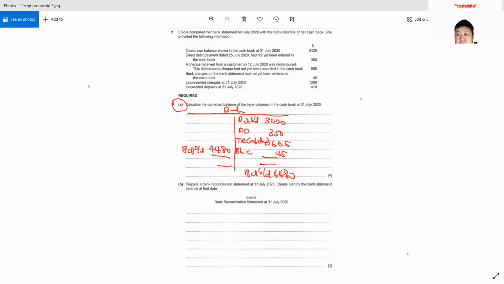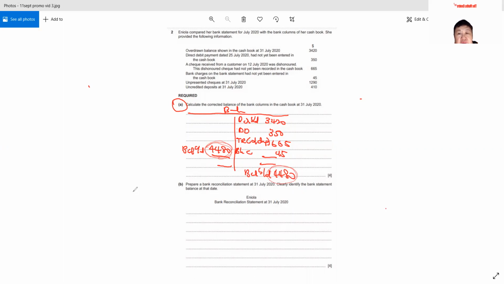Basically, what did we do? We took all those payments, all entries which are found in the bank statement and which we did not record in our bank book. So we recorded it. And then now we have a corrected cash book bank balance. And this seems to be 4480, which is an overdraft.